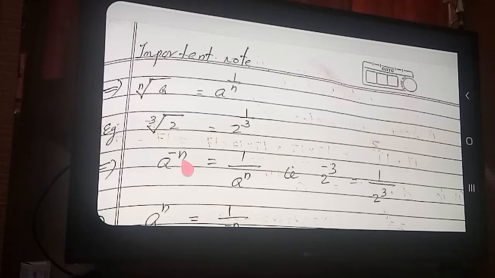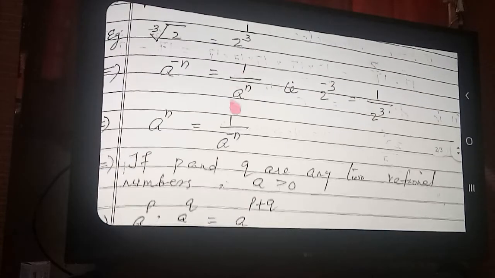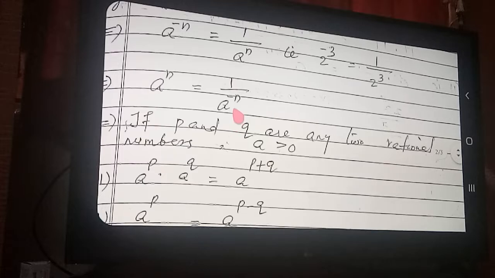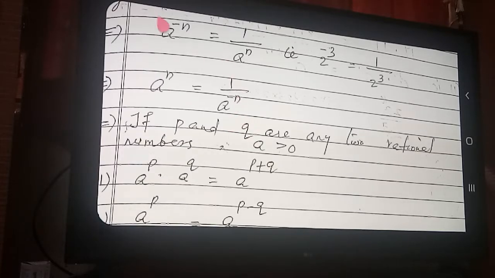Here the index is minus, how does it become plus? When it goes up and down, the sign will change. A raised to minus n coming down will become plus, and when it goes the other way it will change. See here, 1 by A raised to minus n, here minus, here plus. So A raised to minus n is equal to 1 by A raised to n, and A raised to n is equal to 1 by A raised to minus n.